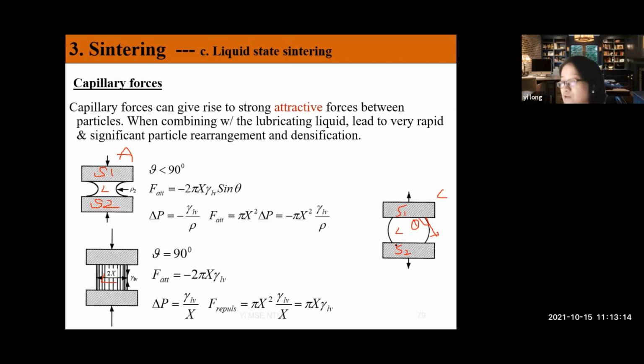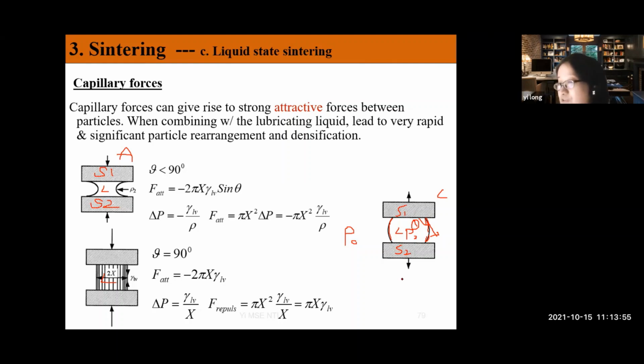So now I'm asking you a very interesting question here. Since this curve is curved like this, you have a curvature now, right? Remember, once you have a curvature, you will have a pressure difference, correct? So now I'm asking you, the pressure inside here, P inside and P outside, which one is higher?